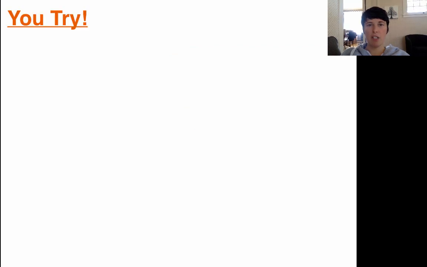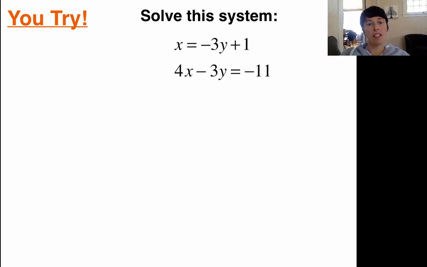All right, your turn. Pick that pencil up. I'm going to give you a you try problem. Here are your directions. Solve this system. Where does x equals negative 3y plus 1 intersect 4x minus 3y equals negative 11? This is where I want you to hit that pause button on your screen. See if you can solve this all by yourself, and then unpause it when you're ready to check your answer.